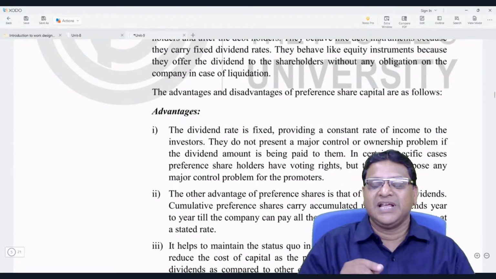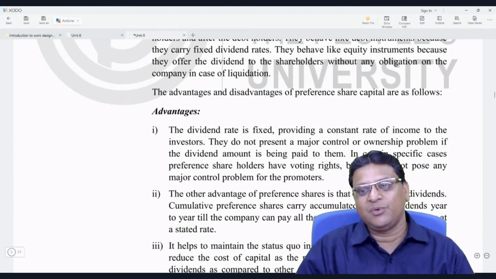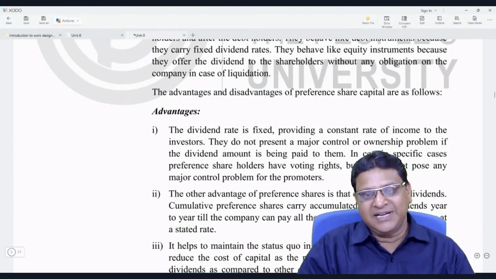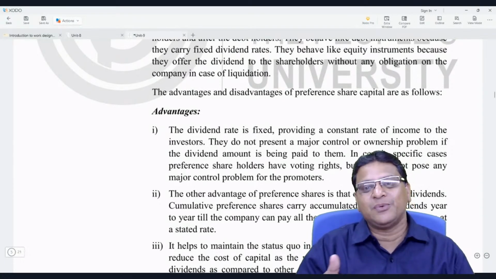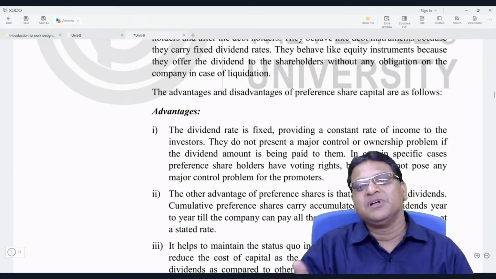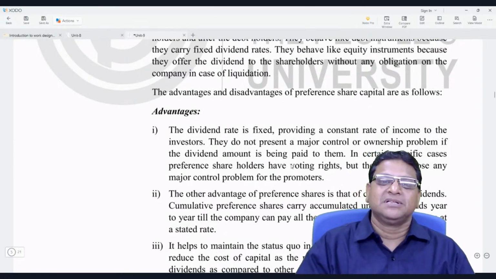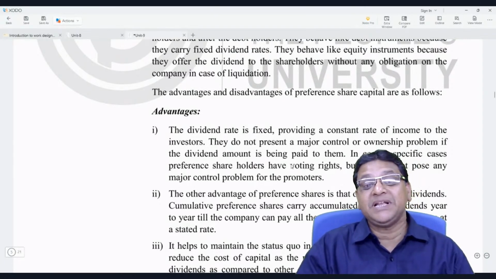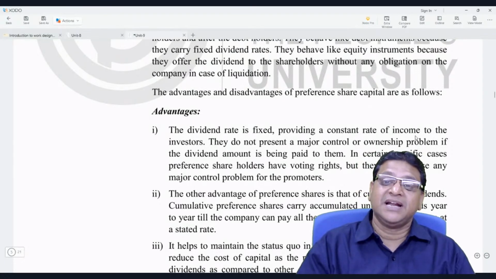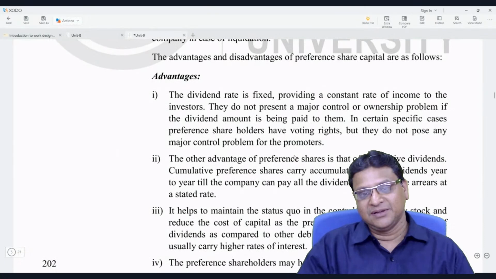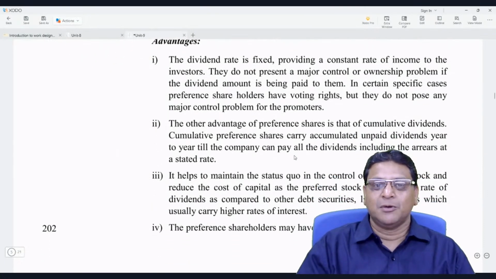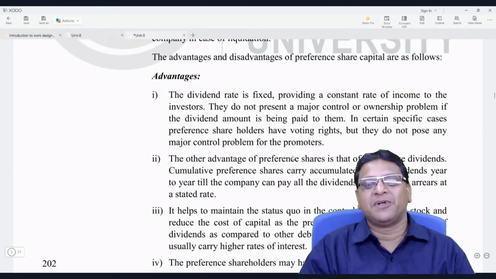The first feature is they have priority over equity shareholders in profit, and they have priority to take back money at the time of liquidation over equity shareholders. But there is an important limitation of preference shares, that is, preference shares do not have voting rights. Next, we will discuss the merits and demerits of preference shares.